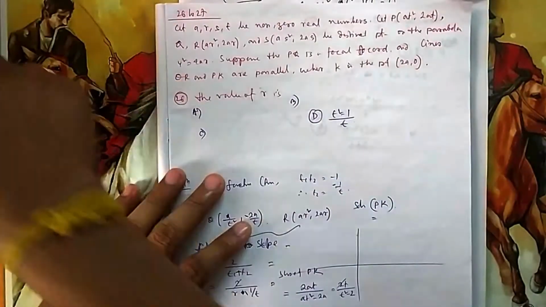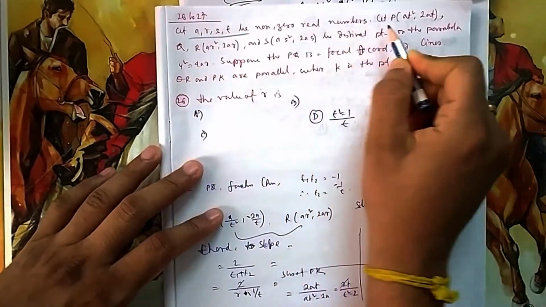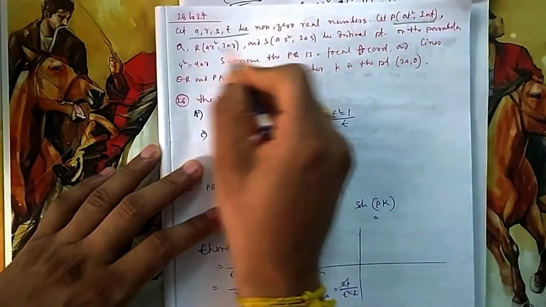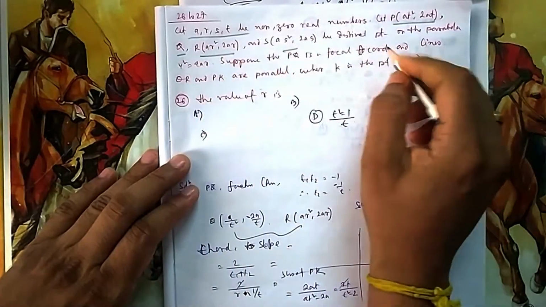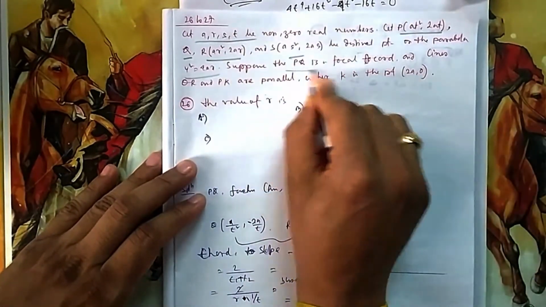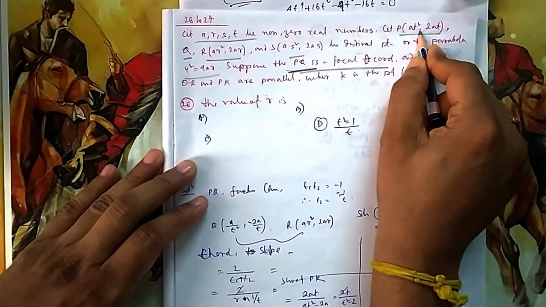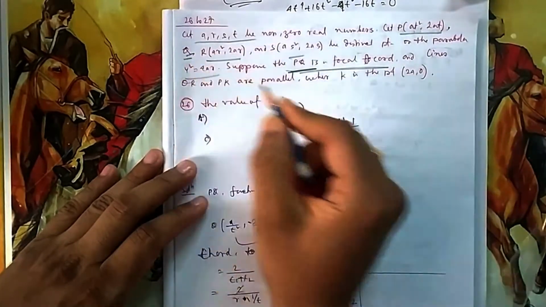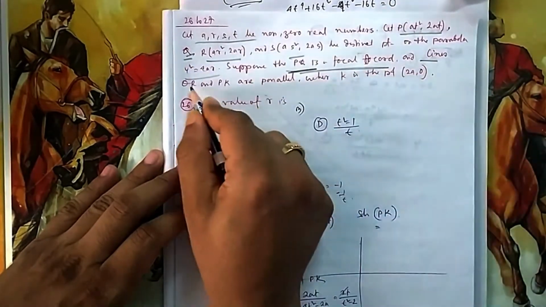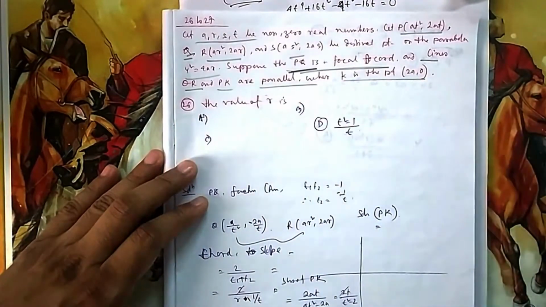Now if you come to questions 26 and 27, both are linked questions. a, r, s, t are non-zero numbers, and R and S are distinct points on the parabola y square equal to 4ax. Suppose PQ is a focal chord. Because PQ is a focal chord, you know t1 t2 should be equal to -1, so you can write the coordinate of Q directly. And the lines QR and PK are parallel, where K is the point (2a, 0).